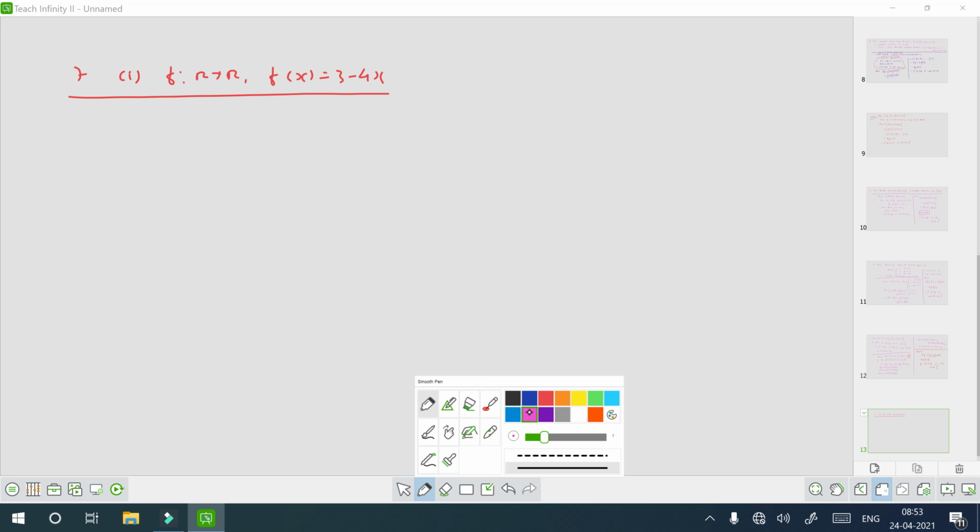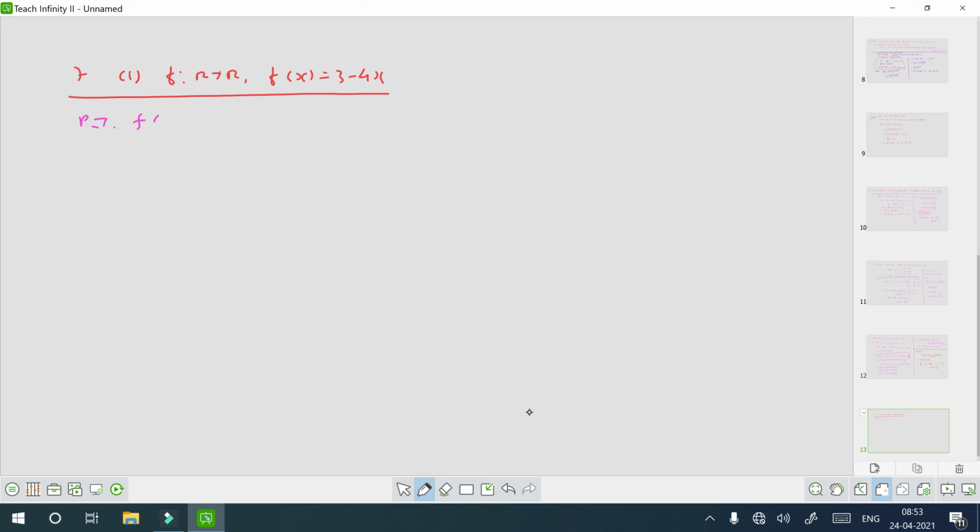Now let us see example number 7. First part, f from R to R, f of x is equal to 3 minus 4x. Here we want to check whether it is 1-1, onto or not. Bijective, justify your answer. That thing we have to check here. Example number 7, first part. But I would like to check for the general question.